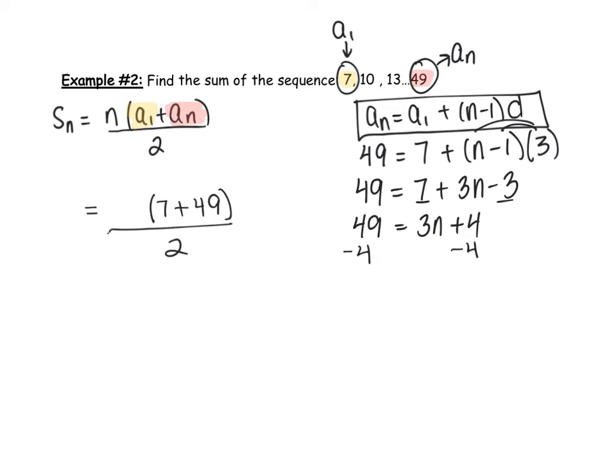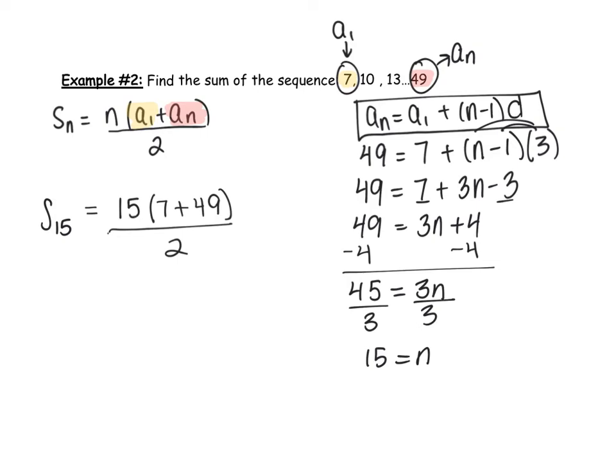Minus 4 on both sides. 45 is equal to 3n, divide by 3, and we get 15. So that tells me there are 15 terms to get me to the number 49. So I'm asking to find the sum of the first 15 terms where n is 15.